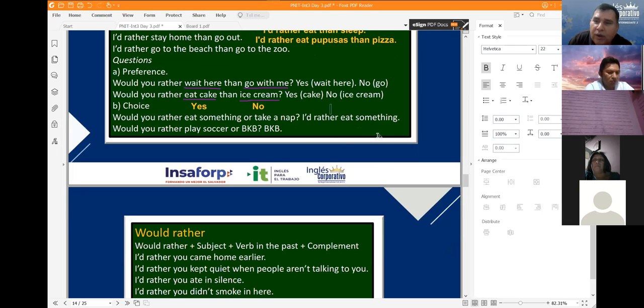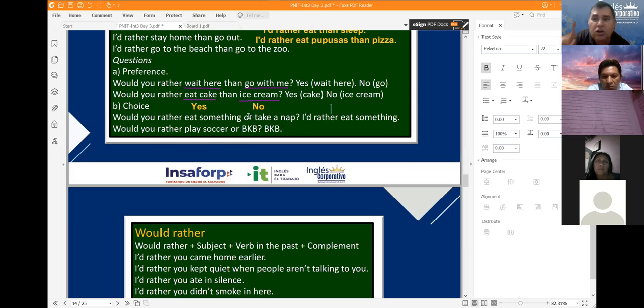In the other one, the second question is choice. You don't say yes, you don't say no. You only mention your choice. Would you rather eat something or take a nap? And you say, I'd rather eat something, okay? That is your choice. You don't say yes because or asks you one thing or the other thing, okay? So you have two things, one, the other.